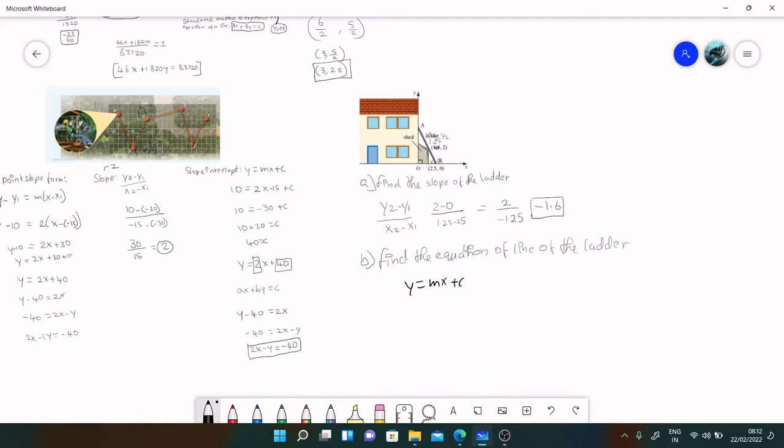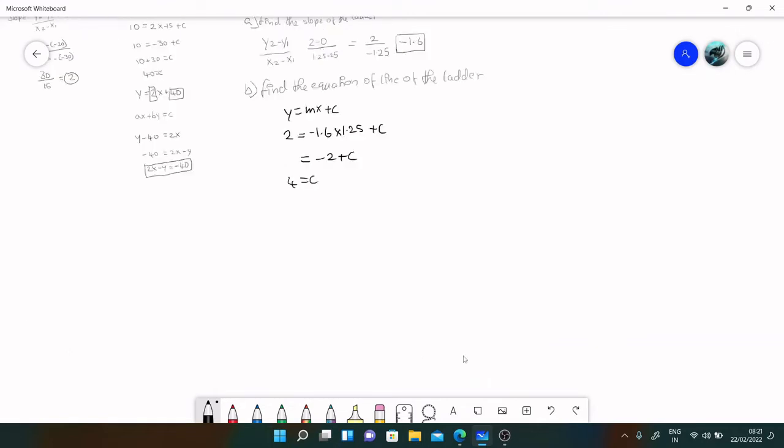y equals mx plus c. So it will be 2 equals minus 1.6 into 1.25. I'm taking these two as x and y values, plus c. So that will give you minus 2 plus c. So 4 equals your c. Now that we know the value of c, we can write the equation of line: y equals 2x plus 4.